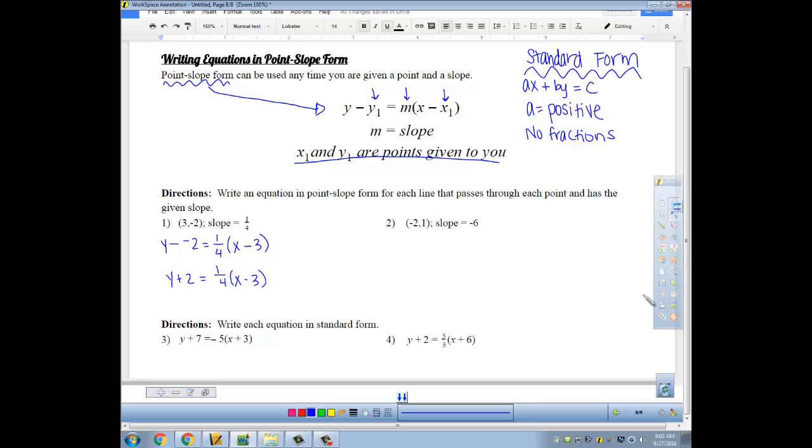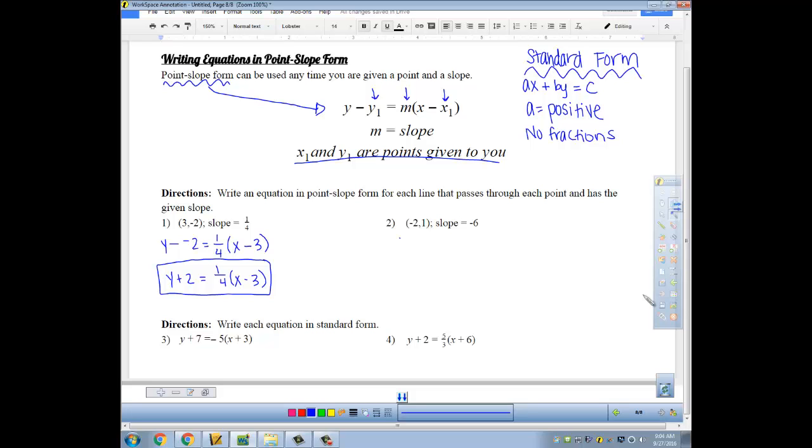And that's all the simplifying that we're going to do, because like I said, I want it to be in this form. So the useful thing about this is if you are given an equation like this, you can quickly see, oh, the slope was 1/4 and it went through the point 3, -2. So that's really, in my opinion, the only useful thing about point-slope form.